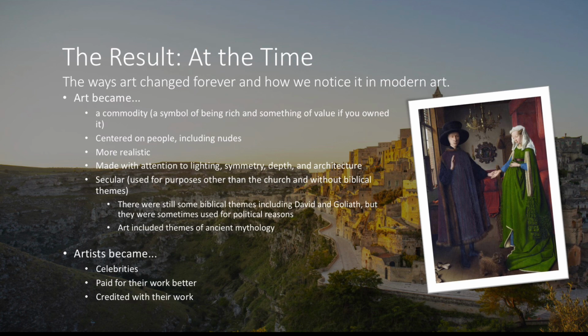And there's not necessarily a religious theme behind this picture as well, which brings me to the next point of how art changed. Art became very secular. There were still some biblical themes, but it was also used for purposes other than for the church. One of the biblical themes that was included was David and Goliath and several other stories, but sometimes these were used for political reasons, like for subtly offending people in very high power. Some other art themes that were secular included things like ancient mythology.